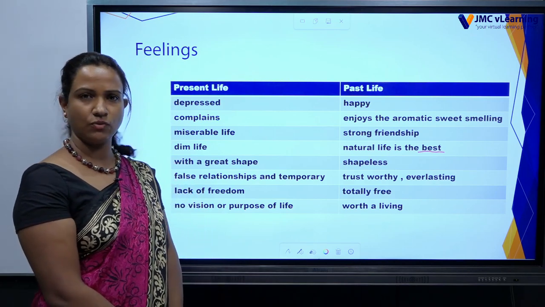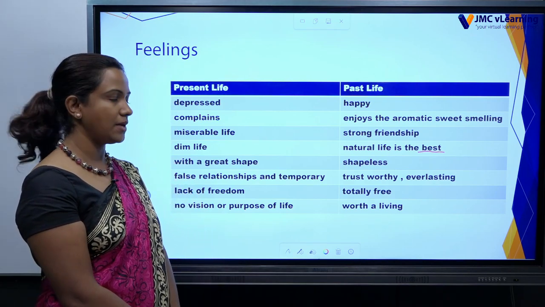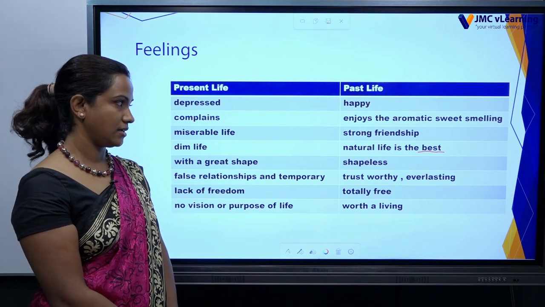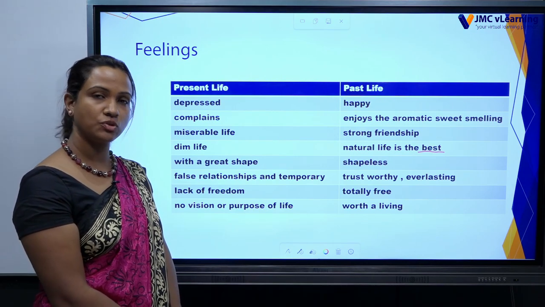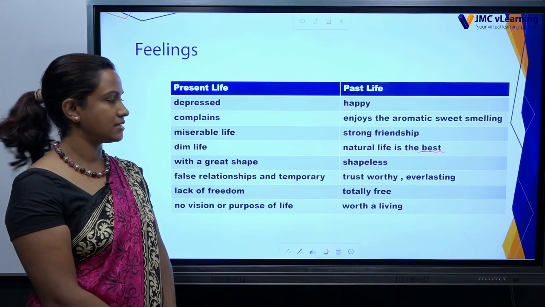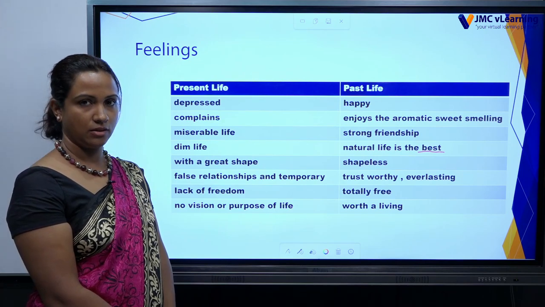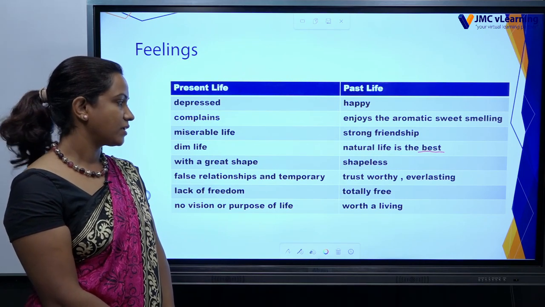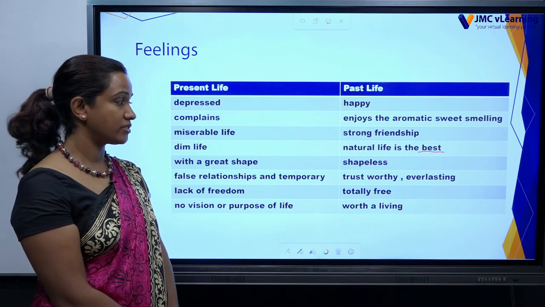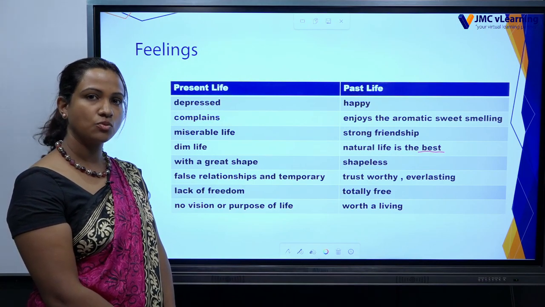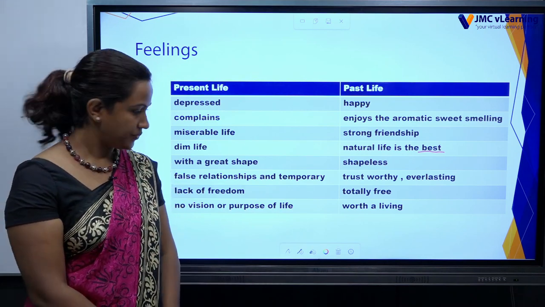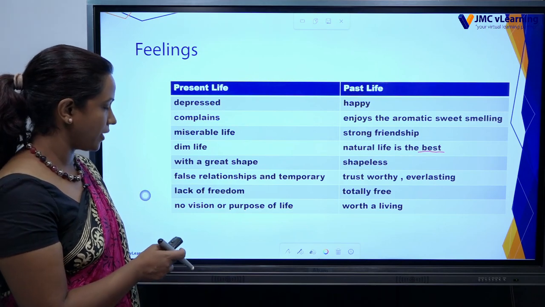Shapeless. It doesn't matter whether you have a shape or not. The shapeless life is the best. It's a trustworthy relationship and everlasting. It's going on, it's everlasting and very trustworthy. You can trust that relationship. Totally free. It doesn't feel like you are in a prison. It's worth living. When you are in the natural state of life, surrounded by the natural world, it is worth living. So you can get some ideas and critically evaluate your essays using these points.